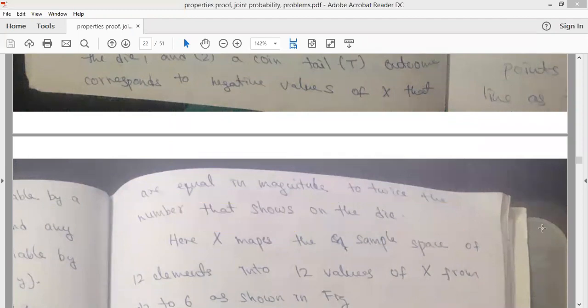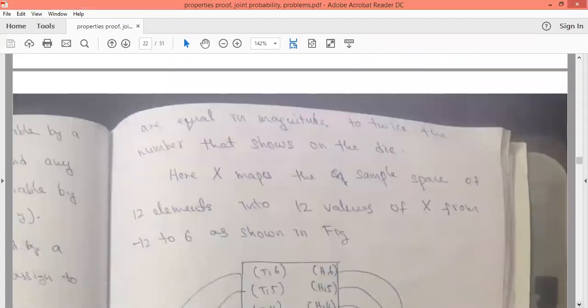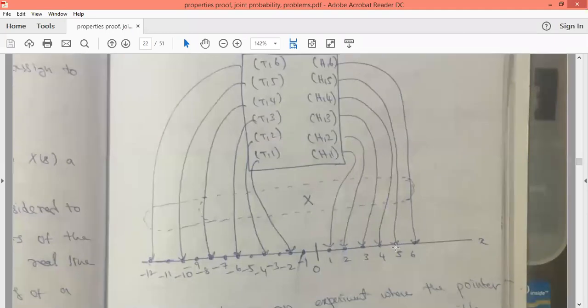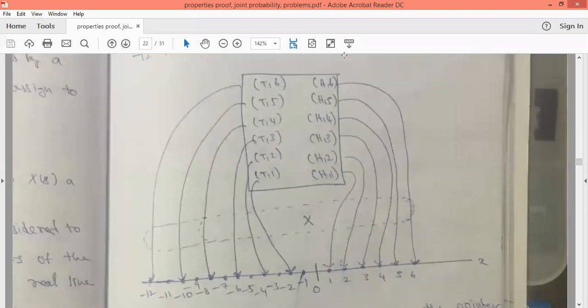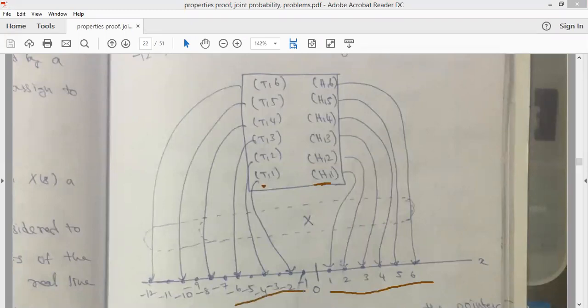If you use this function, the sample space will be mapped to the real line like this. You see this figure. If you get head, it corresponds to a positive value. If you get tail, it corresponds to a negative value. So the function is defined like that. If our function were different, we could take a different relation, but since our function is defined like this, we have to take it like this only.